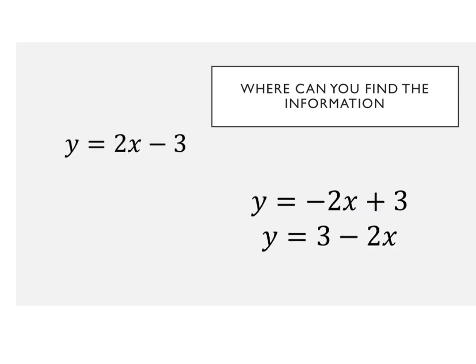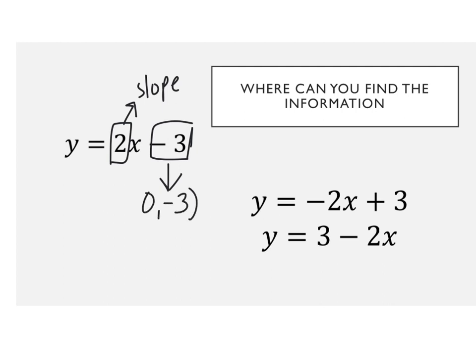So if I give you the equation, you have to find what's next to the x. That's how fast it's growing. This is your slope. And then you need to look at the b. This y-intercept would be at 0, -3.